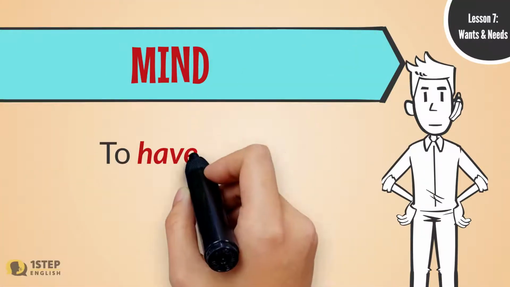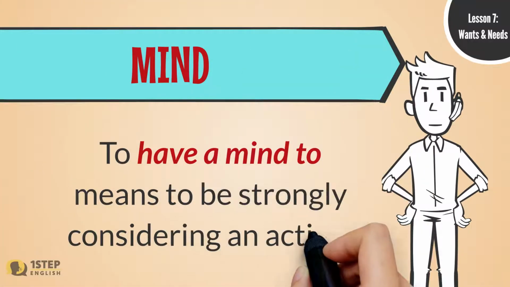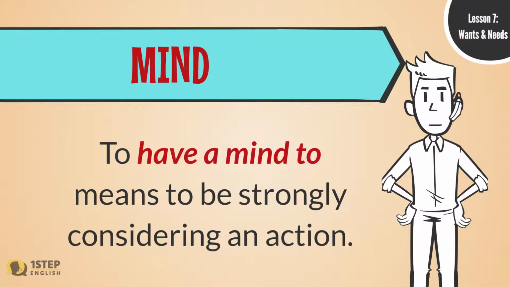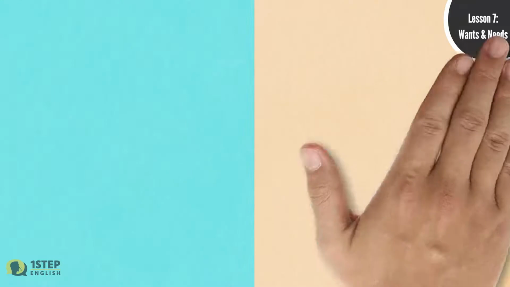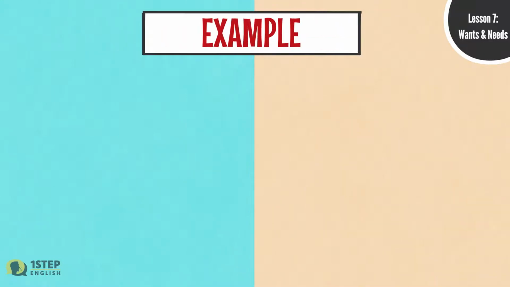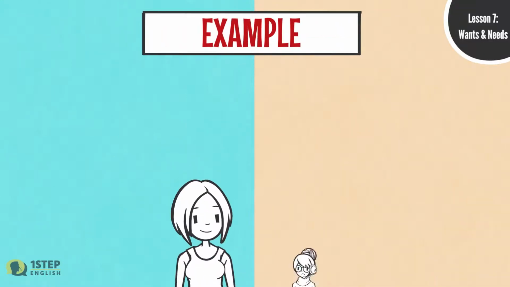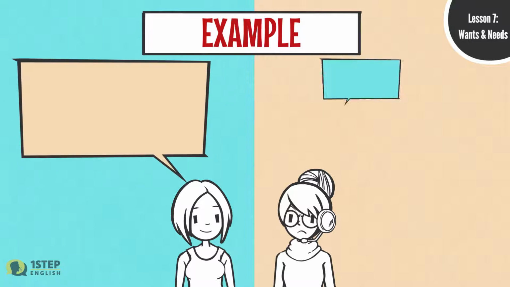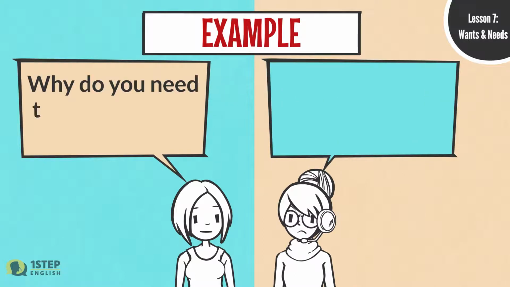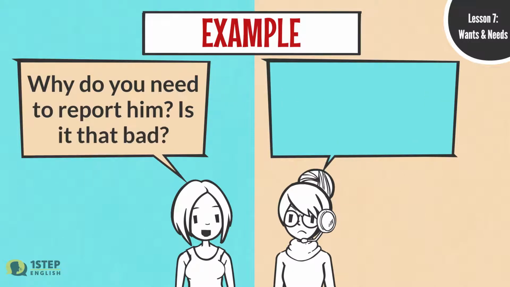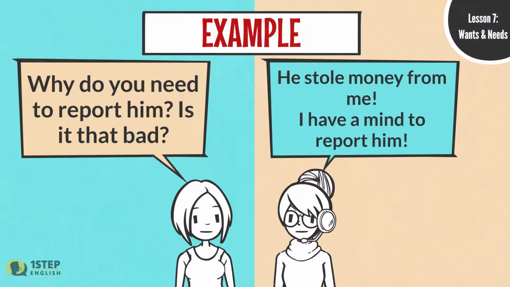Mind. To have a mind to means to be strongly considering an action. For example, what do you need to report him? Is it that bad? He stole money from me. I have a mind to report him.